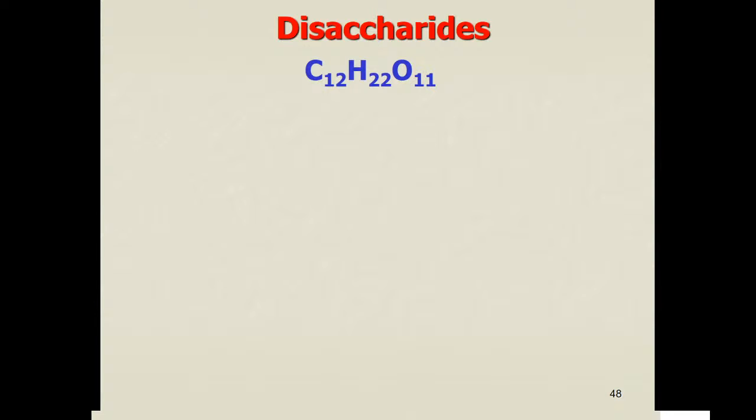So, disaccharides, the easiest case of oligosaccharides. Sometimes we even separate them in classification: disaccharides, and then oligosaccharides with more than 2.